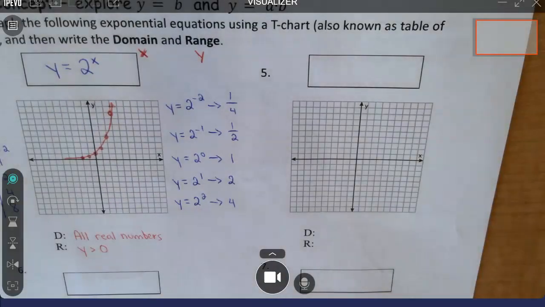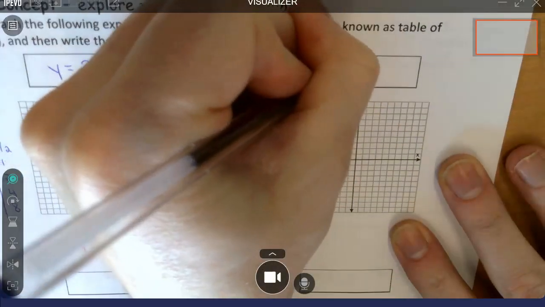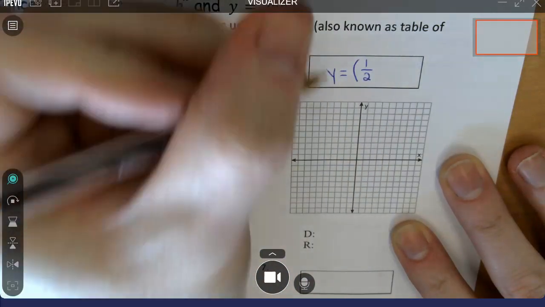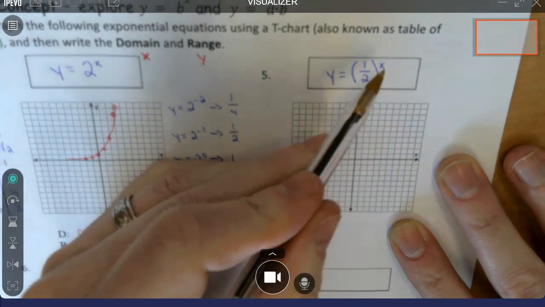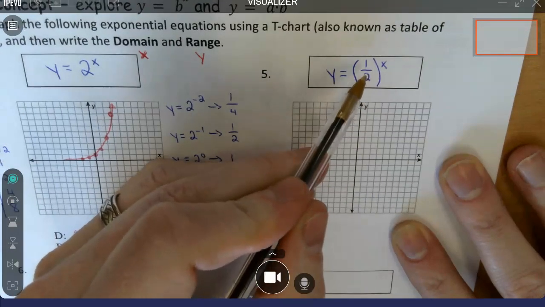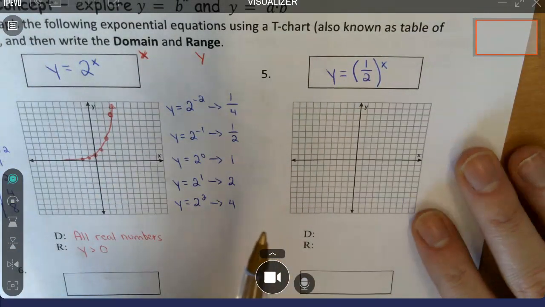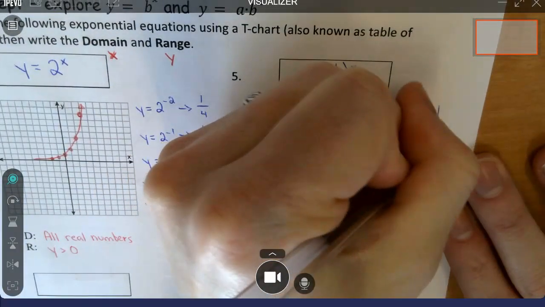Okay, now we're going to look at an example where the b value is between 0 and 1. So my equation is going to be y equals, and now the b is going to be in parentheses because it's a fraction, to the x power. Remember, the exponent's always going to be x. We're going to change the base and later change the a. The a value right now is just 1. So I need to make another table of values, or a t-chart.